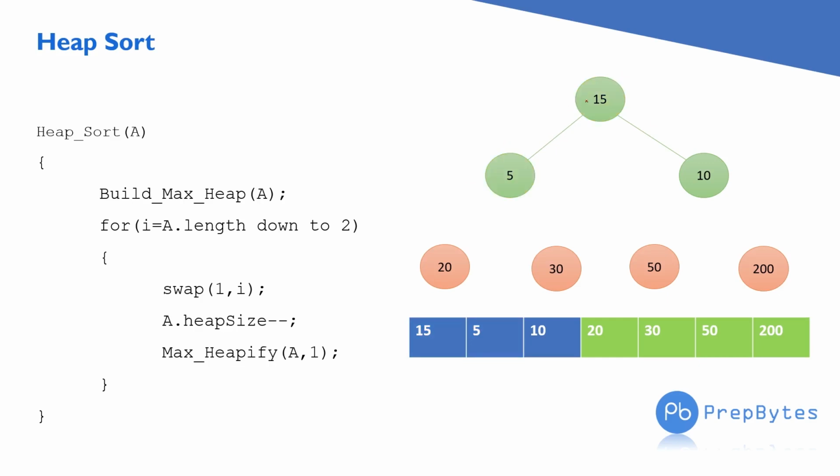Now you know what will happen. 15 is the root and 10 is the last index, the last element. So they will be swapped. Now after that, the heap size will be decreased. The heap size will be simply decreased. And on 10, the max heapification will be called.